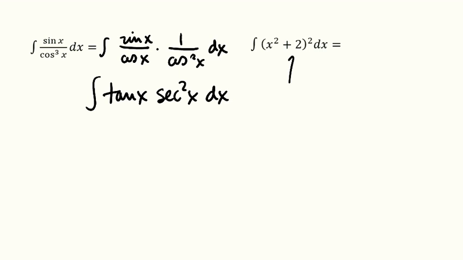Anyway, and this one, what should I do with this? I'm going to actually square it, so it would be the antiderivative of x to the 4th, 2x squared, and 4 with respect to x. And I trust that we know the reverse power rule well enough to carry that out.